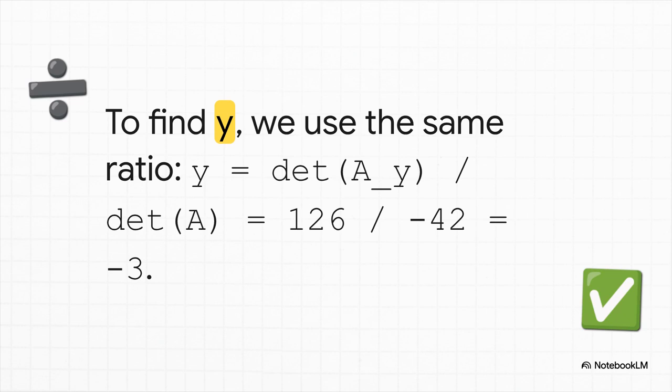And for y, you guessed it, we follow the exact same logic. The determinant of A sub y, which is 126, divided by our system determinant, -42, gives us -3. And just like that, we have our unique solution. x equals 2 and y equals -3.